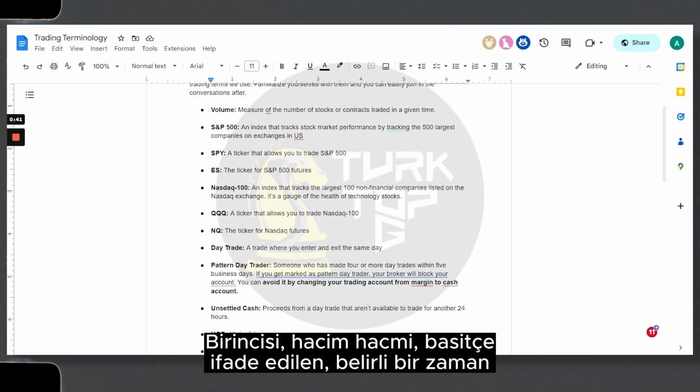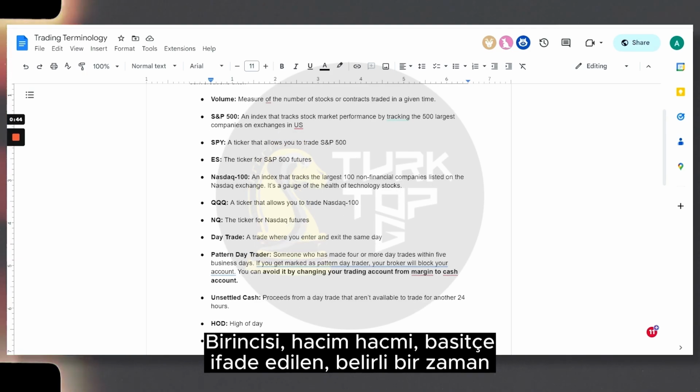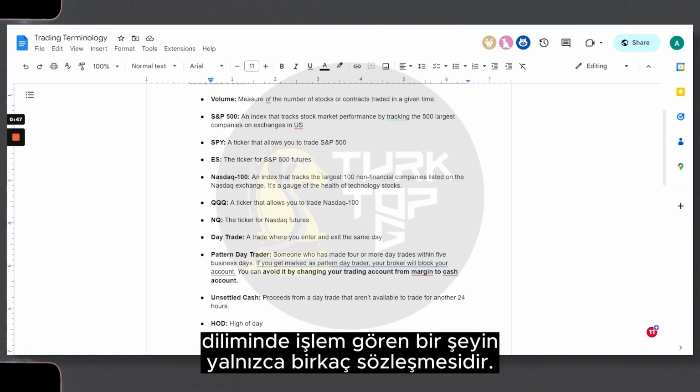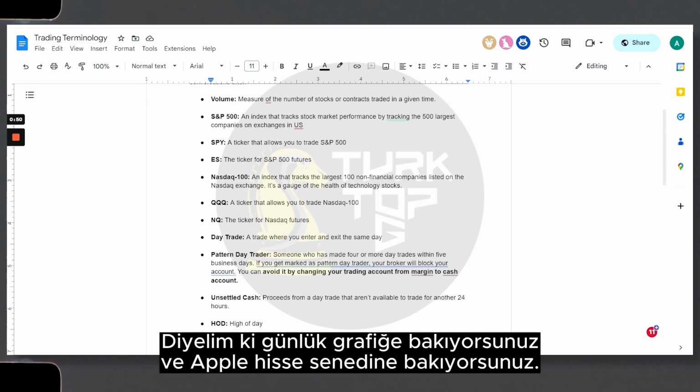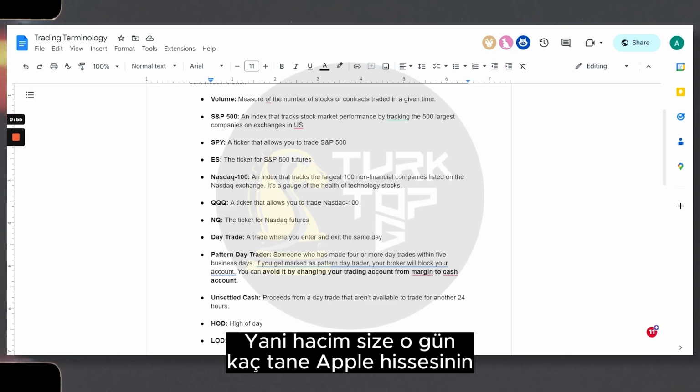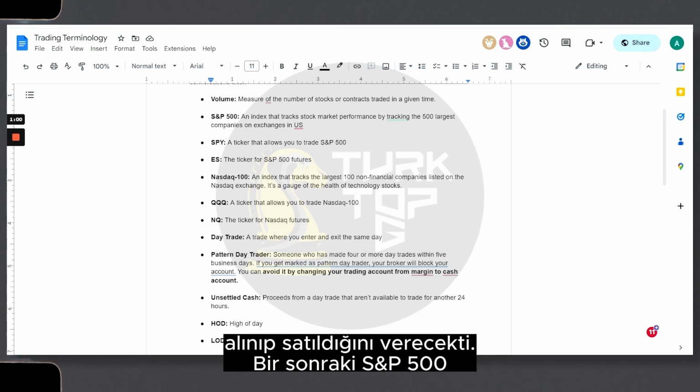So let's go through them one by one and I will try and expand on each one of them. The first one is volume. Volume, put simply, is just the number of contracts of something that are traded in a given time frame. So let's say you're looking at the daily chart and you're looking at the stock Apple. So the volume would give you how many Apple shares were traded in that day. That's it.